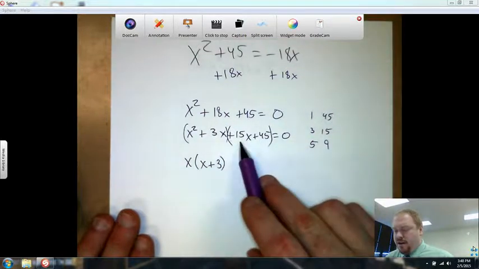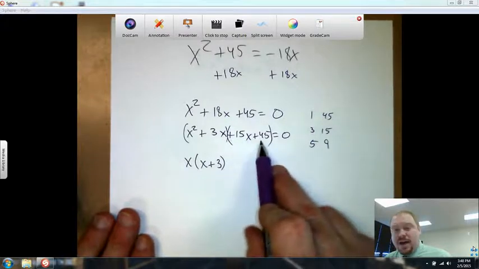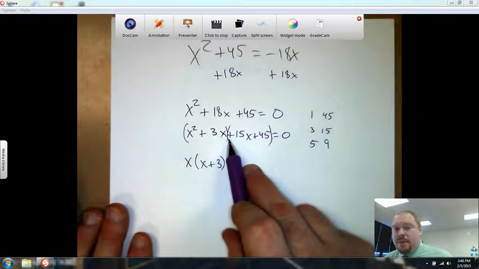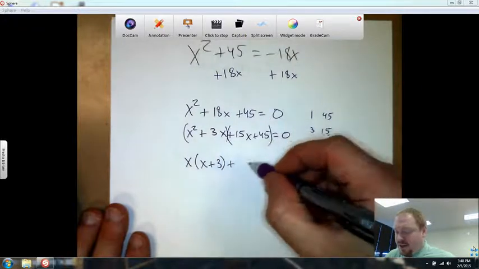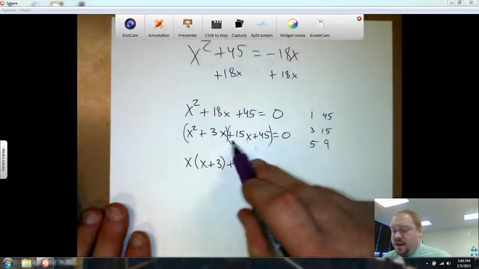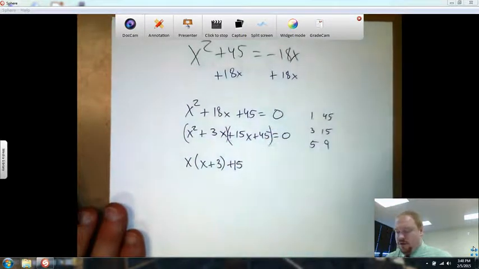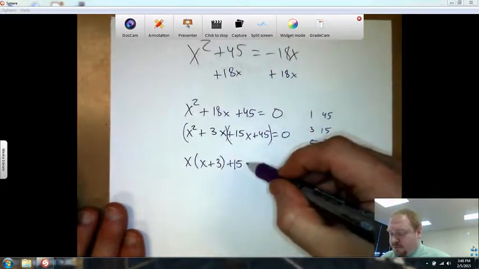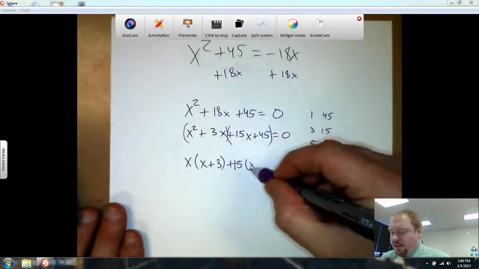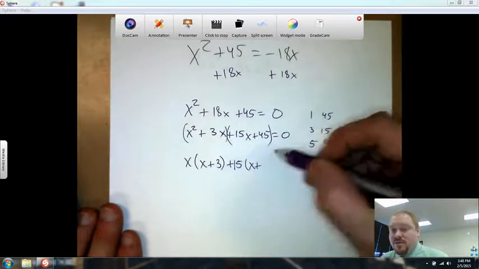Over here, both of these, I could take out a 5. Okay? And it's going to be a positive 5 because of that sign there. Actually, I could take out a 15. 15 will go into both of these. So over here I'm left with x, and then plus 45 divided by 15 is 3.